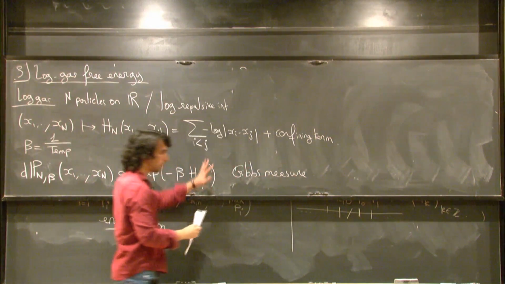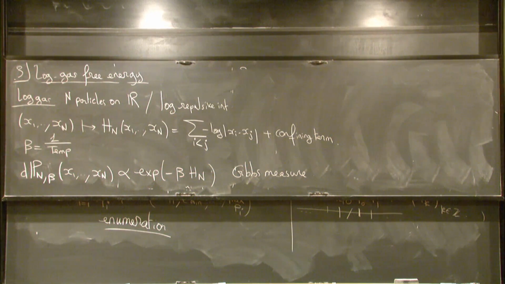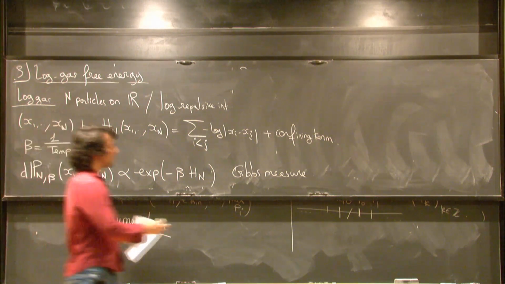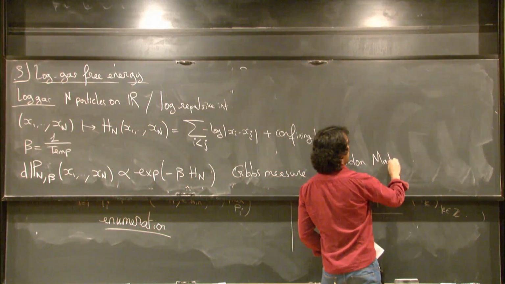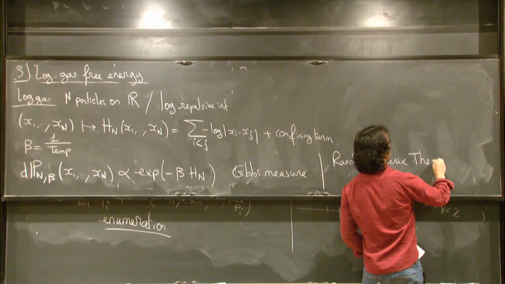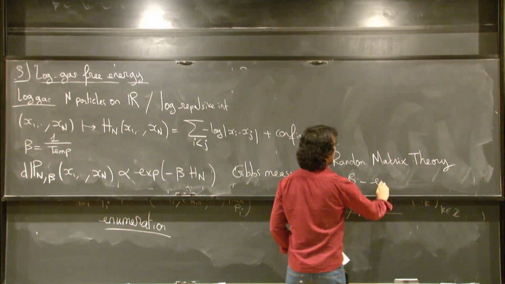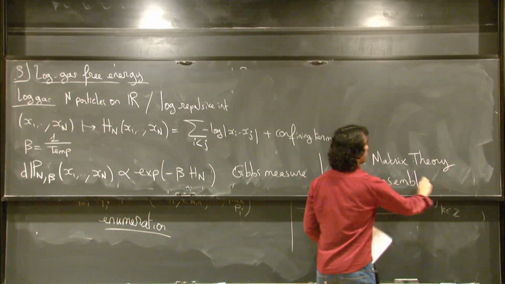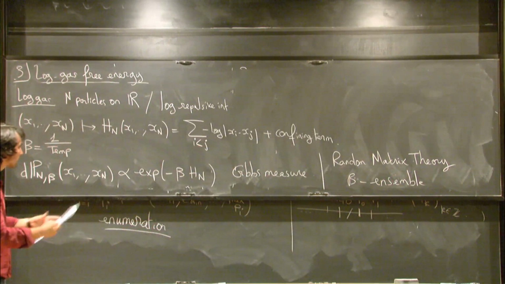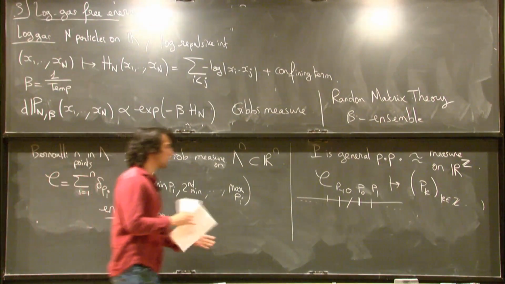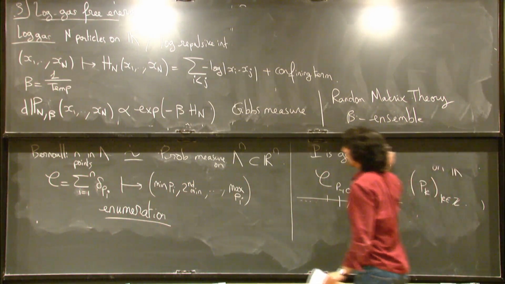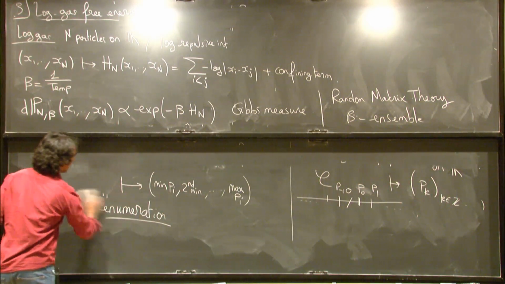What's my motivation to study those things? You have two bits of motivation. One is you could treat it as a statistical physics problem, or it actually also comes from random matrix theory. And in random matrix theory, this is called a beta ensemble, and it is an object that's studied for its connection with random matrices. So if we accept that it's an interesting thing to study, what are the questions that we can ask?